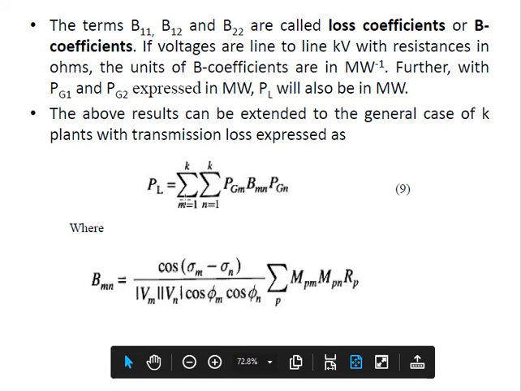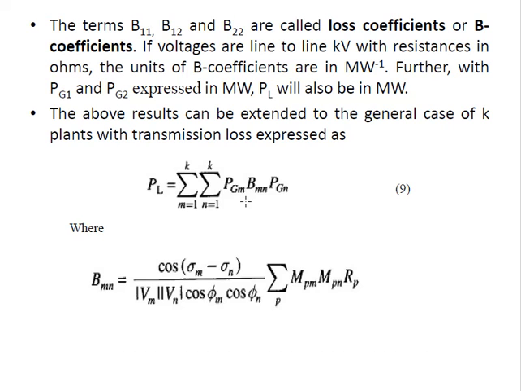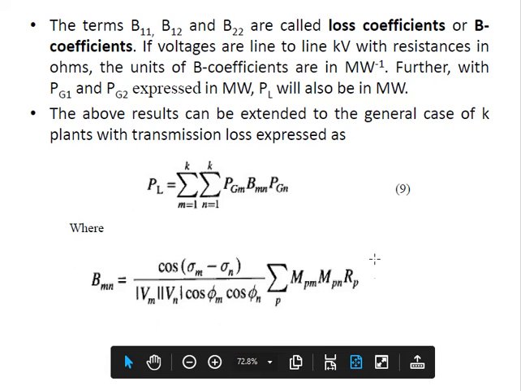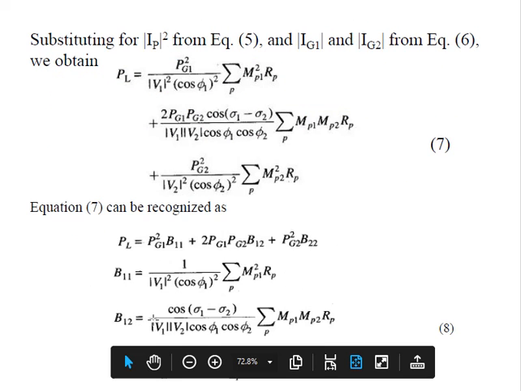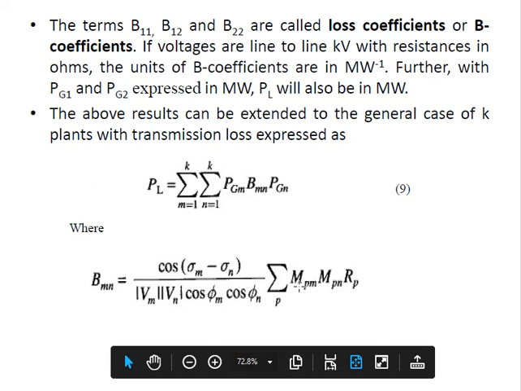If the above expression is extended for k number of power plants, the power loss is nothing but the sum over m equal to 1 to k and the sum over n equal to 1 to k of Pgm Bmn Pgn. So this is equation 9, which indicates k number of power plants. Based on that, this is the B coefficients value. You can clearly see that this is B12; you can replace 1 as m and 2 as n, and we receive this Bmn formula. So this is the derivation of the transmission loss. Thank you.